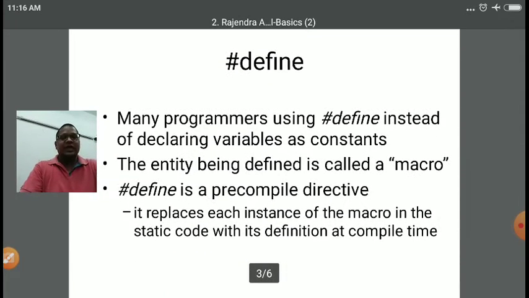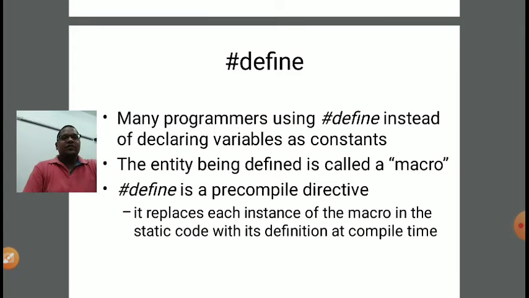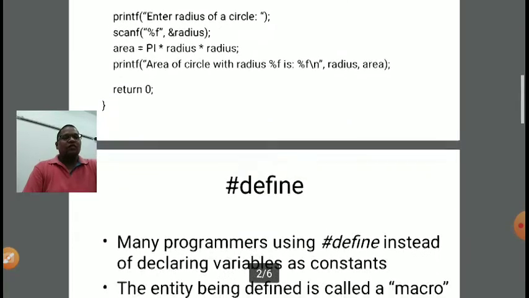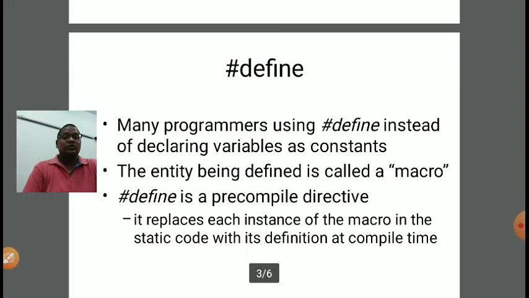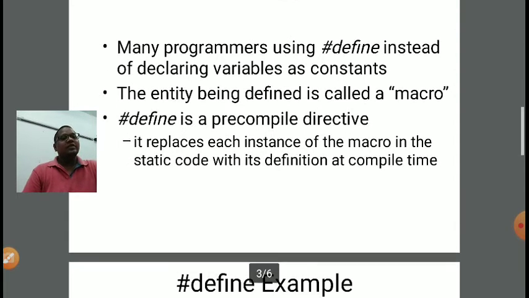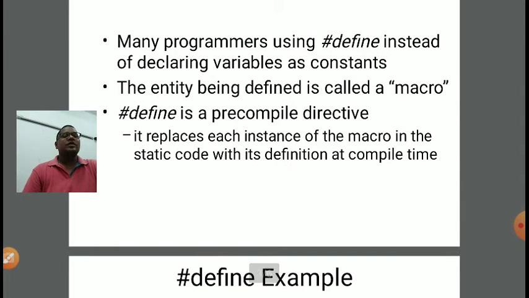Now the next concept is hash define. In the previous program, we used a constant variable, that is pi. In place of this const, we can use hash define also. Now what is hash define? Instead of declaring a variable as constant, we can use the macro concept. Hash define is basically a pre-compile or preprocessor directive. It replaces each instance of the macro in the static code with its definition at compile time. Meaning while the program is being checked for errors, it will replace the macro name with the macro value.